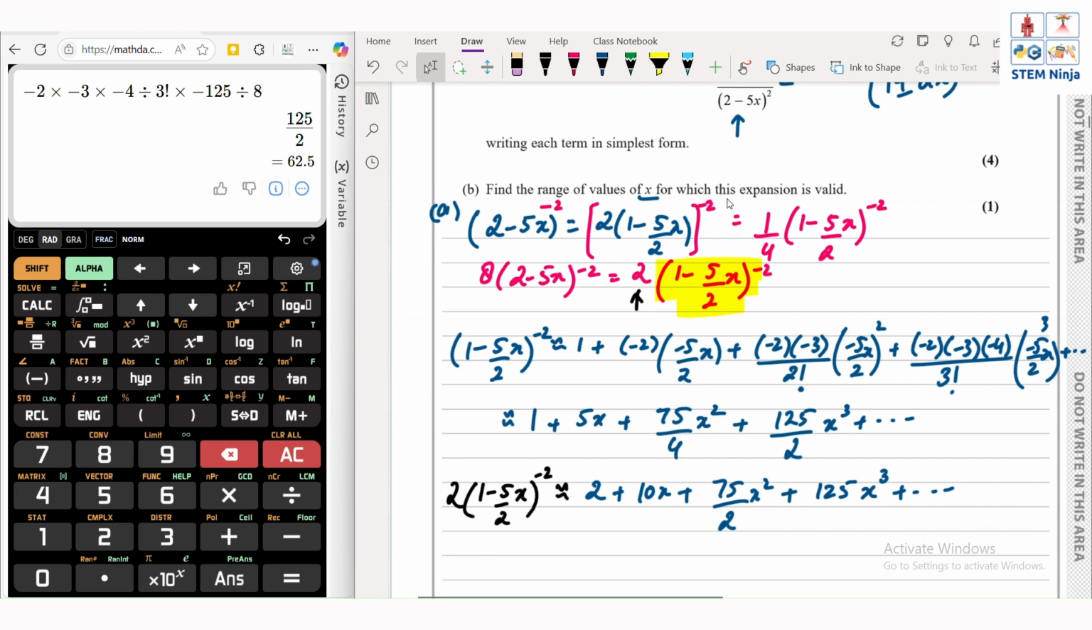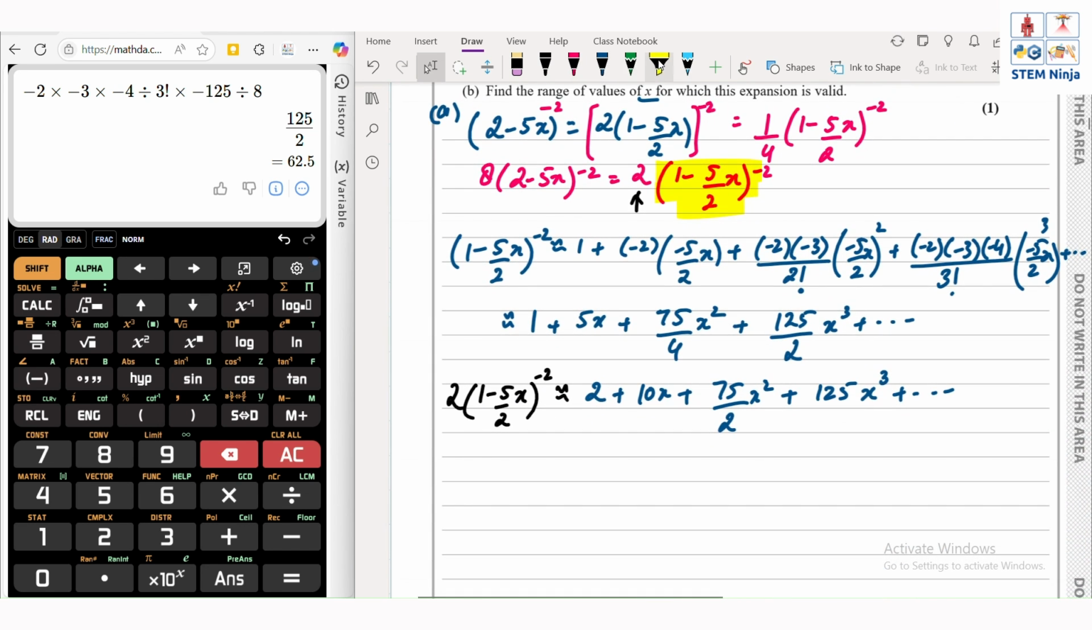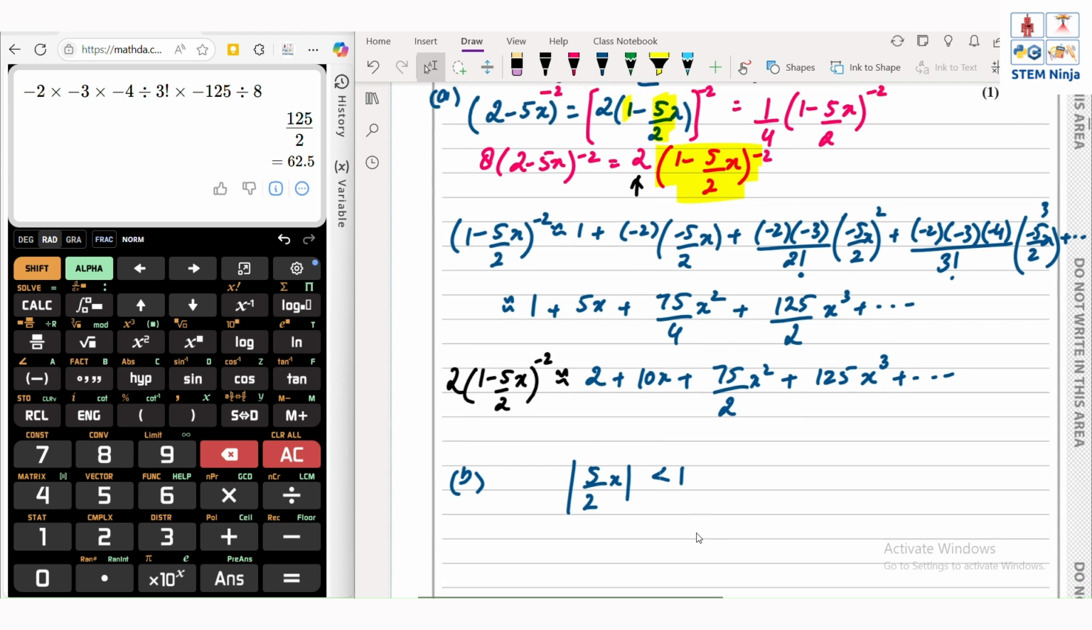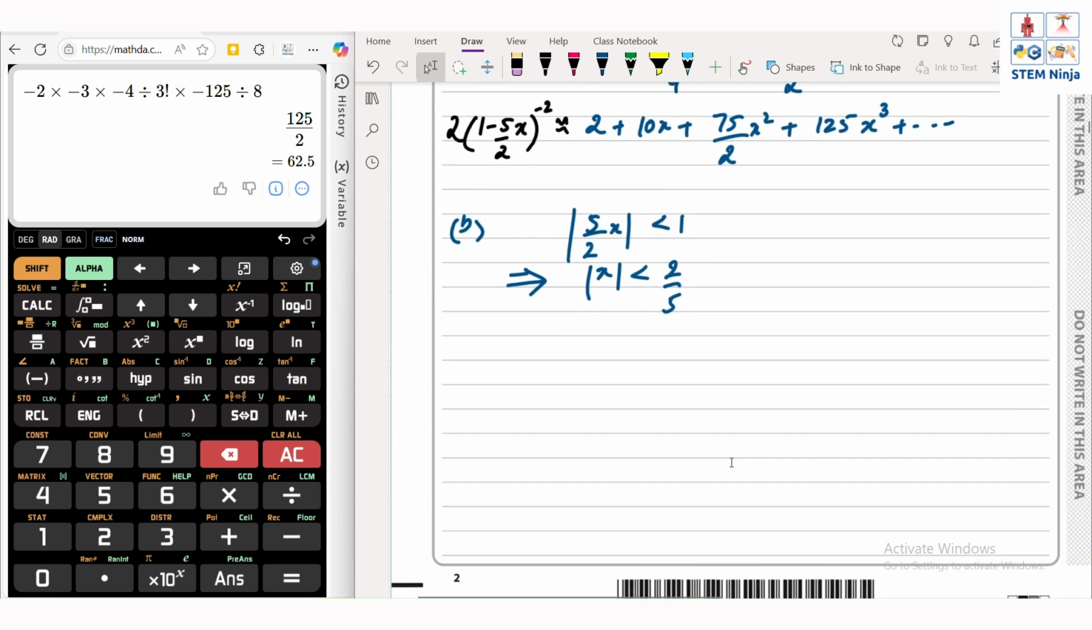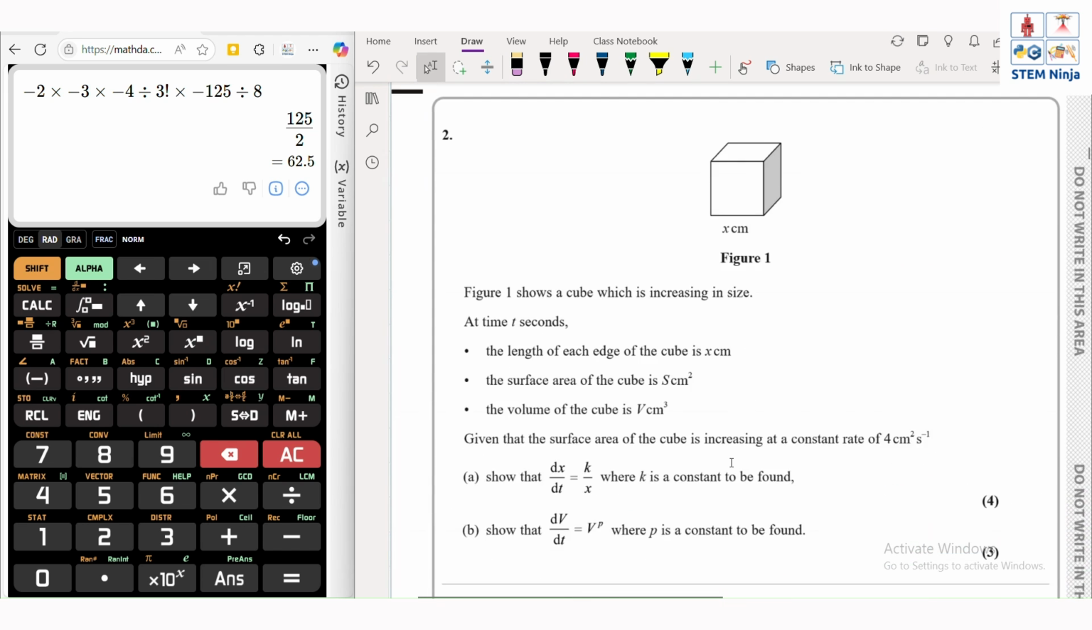Find the range of values of x for which this expansion is valid. So basically, this thing is less than 1. So for the b part, mod 5 over 2x less than 1. So 5 over 2 is a constant, so it can be taken to the other side. So this would be 2 over 5. That's it. All right, moving on to the next question.